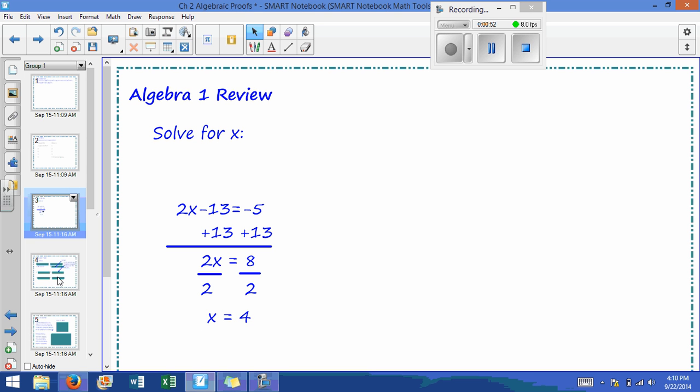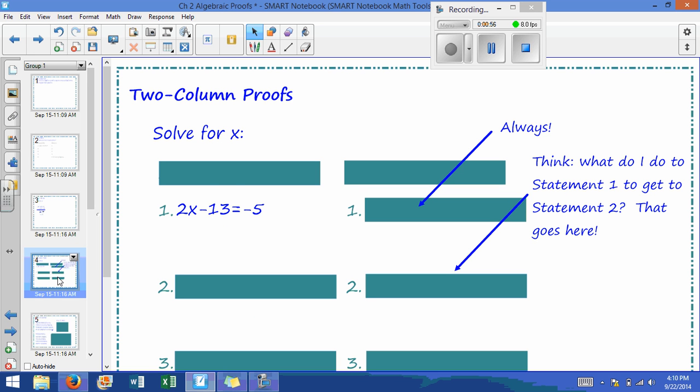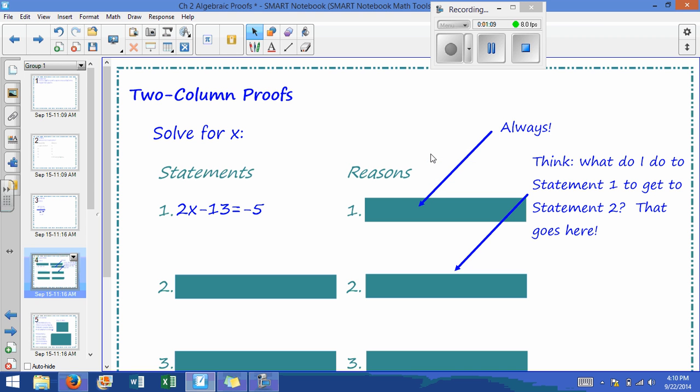So what I'm going to do is take this problem and put it in the format of a two-column proof. In a two-column proof, you have two columns. The first column is called the statements. The statements are the actual math that you do. The reasons are the reasoning behind it. This is the thought process that you want to explain to the person who's looking at your proof. We'll start with the statements because that's usually the easiest part to look at first. The statements are just what did I do?